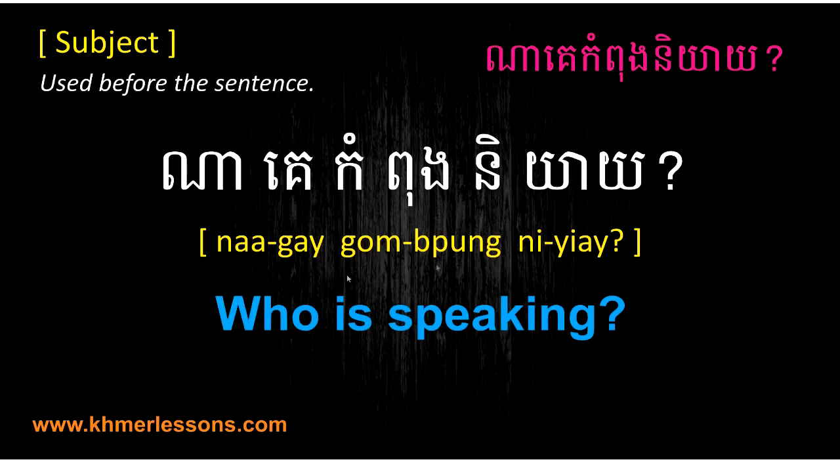In this sentence I use "kampung" because, as you know already, it is verb-ing, or I can say present progressive. So in Khmer when you use present progressive like -ing, you have to use "kampung" before the verb. "Kampung ni yay" means speaking. So again, "na ke kampung ni yay."